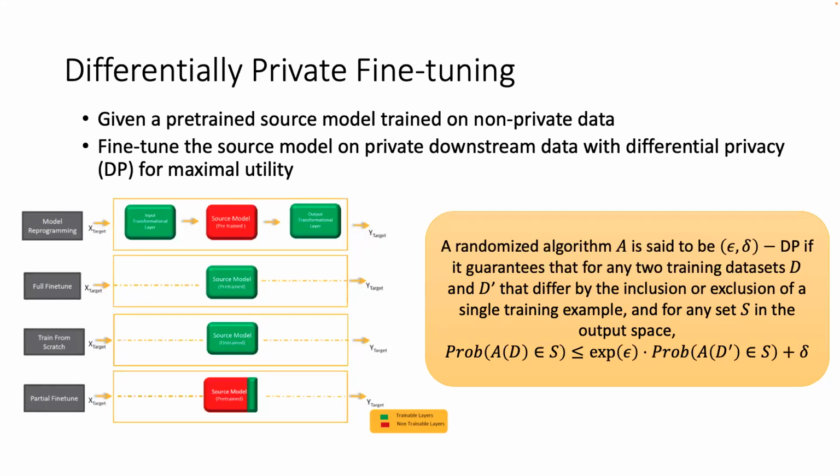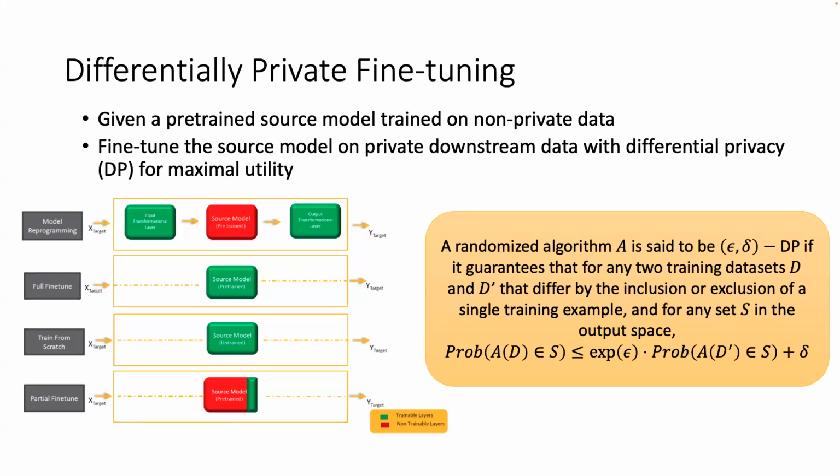You can also compare to baselines like full fine-tuning: you take the same source model, but you fully fine-tune it on your private downstream data. Or you can simply not use any pre-trained model and train the same model architecture from scratch using your private data. Or you can do partial fine-tuning, which people do in practice for transfer learning, where you only fine-tune the last few layers of your pre-trained model.